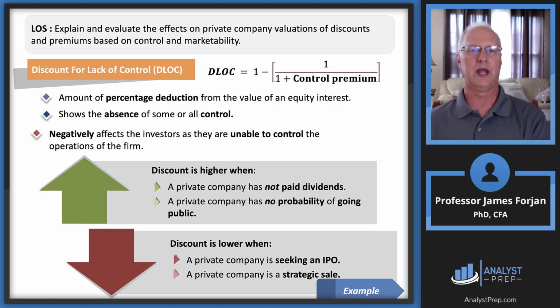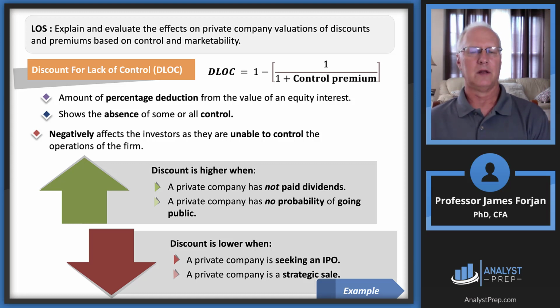And there's a pretty standard formula for a discount. All we're going to do is take the difference between 1 and the reciprocal of 1 plus the control premium.